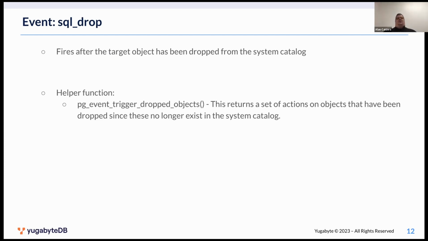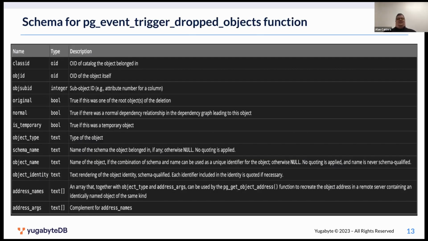SQL drop fires after the actual target object is already gone. It returns a set of actions that it took. I'm here to disabuse you of the notion that it only drops one object, because actually it's a lot more. This is the schema of what this table valued function returns.